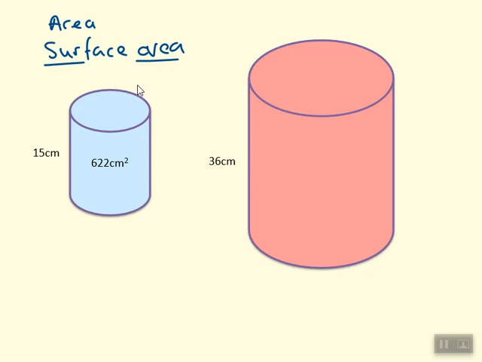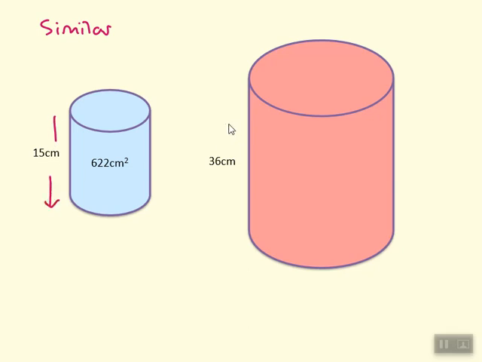So here, for example, we have two cylinders which are similar. So I'm telling you that they are similar. This one's got a height of 15. This one's got a height of 36. This one's got a surface area, so I'm going to put S.A. for surface area, of 622 centimeters squared. They are similar, so I want to know what the surface area of this larger cylinder is.